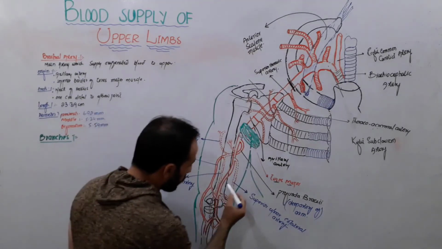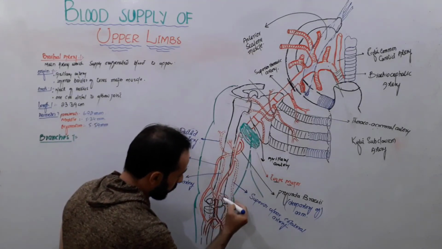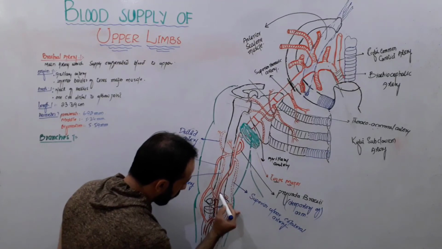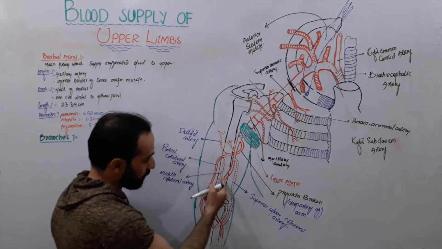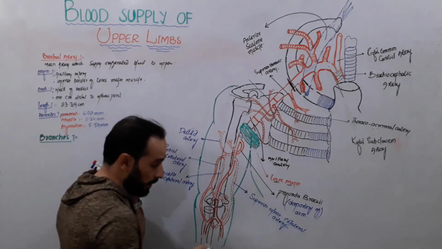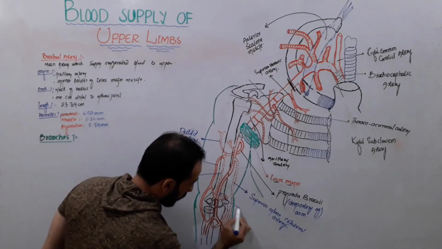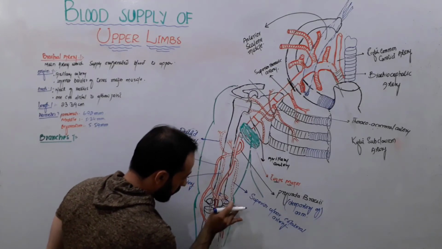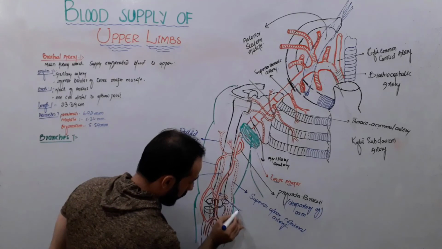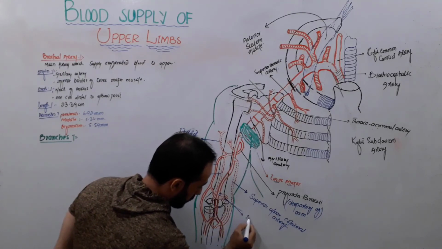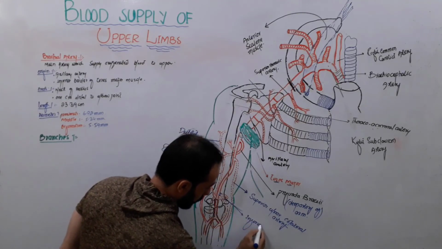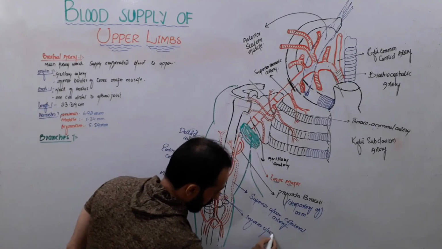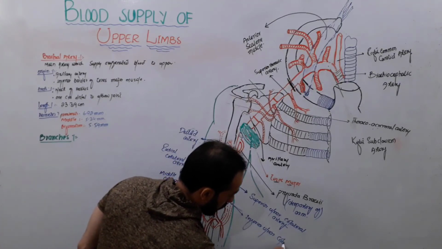Okay, now come down a little bit. Look here. Here is another artery separating from this brachial artery, right? And this artery is called the inferior ulnar collateral artery. This is the inferior ulnar collateral artery.